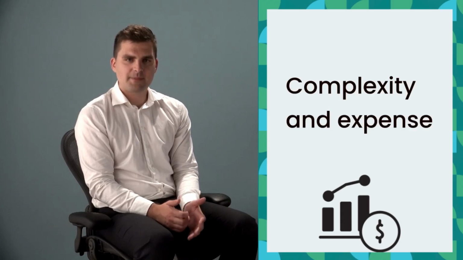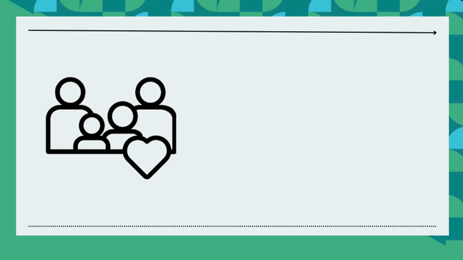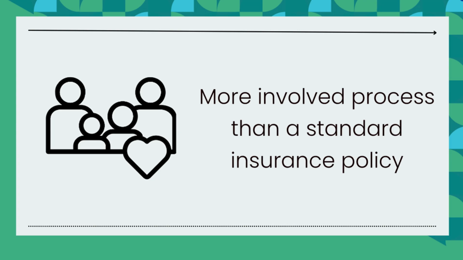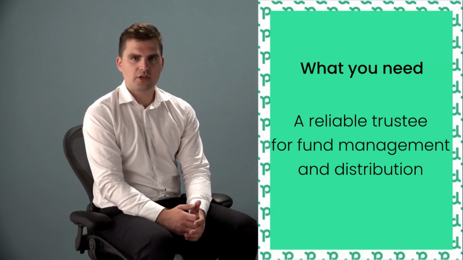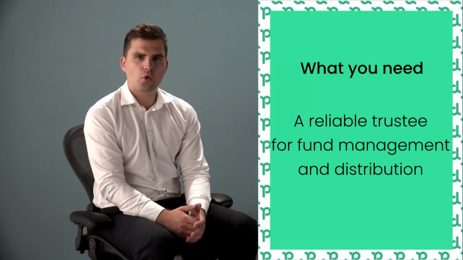On the flip side, there are a couple of things to keep in mind when setting up a trust. 1. Complexity and expense, for one. Setting up a trust involves careful planning, legal expertise, and paying for associated costs, making it a much more involved process than a standard insurance policy. 2. Careful trustee selection and terms. You need to thoughtfully choose a trustee who will manage and distribute the funds according to your wishes, as well as establish the specific terms and conditions of the trust.